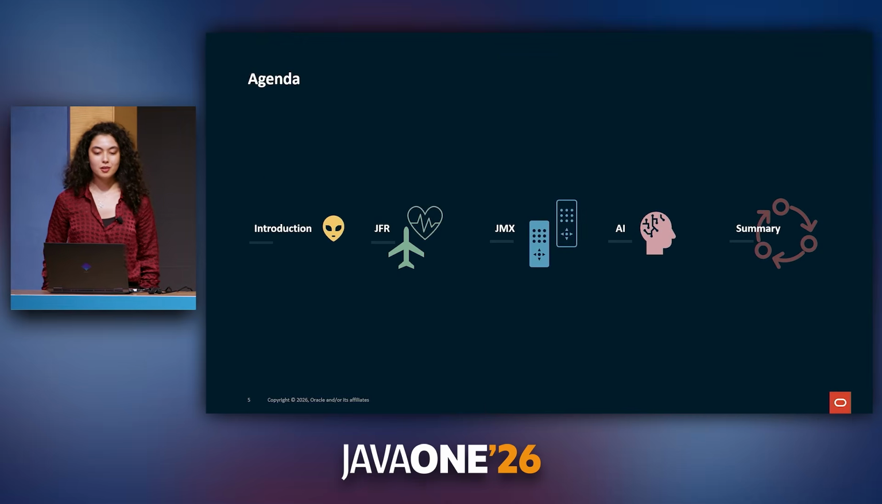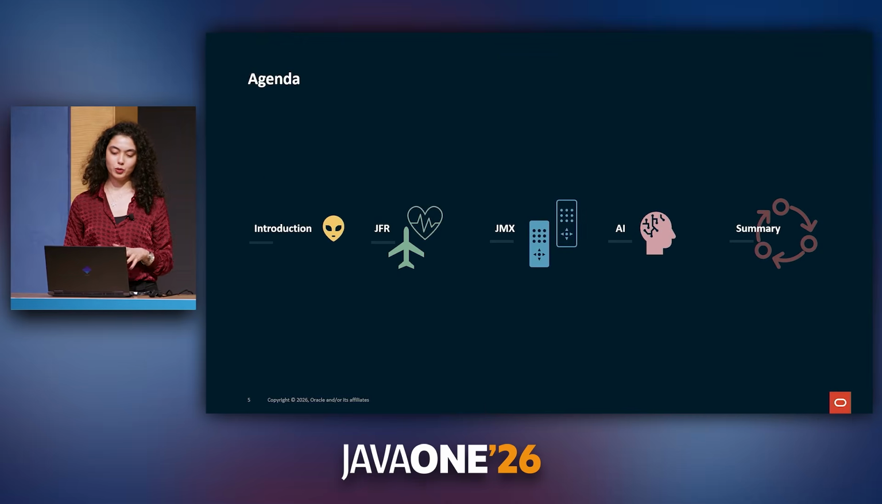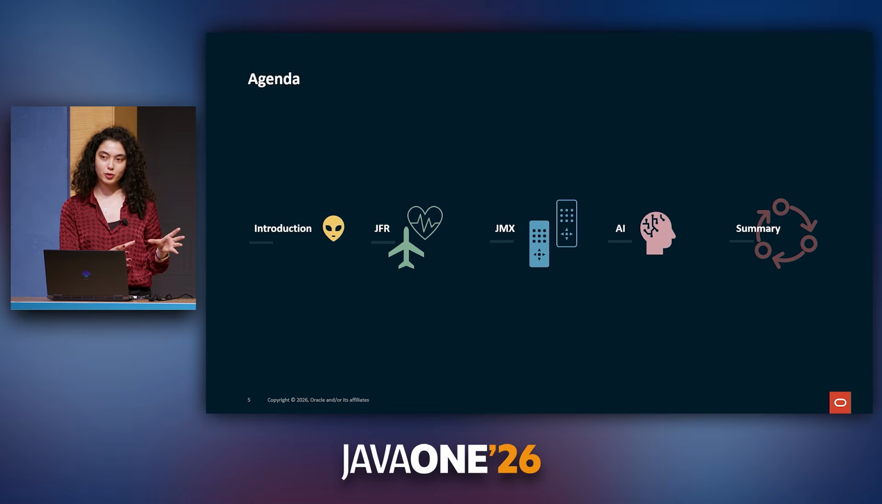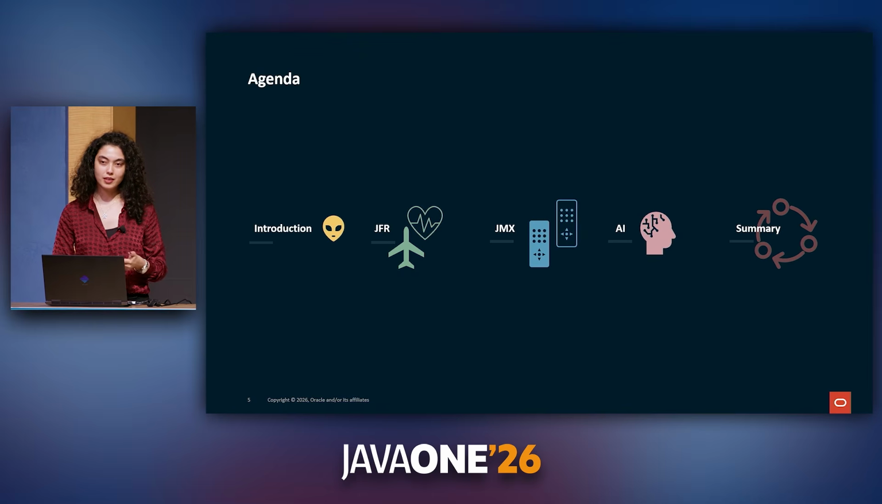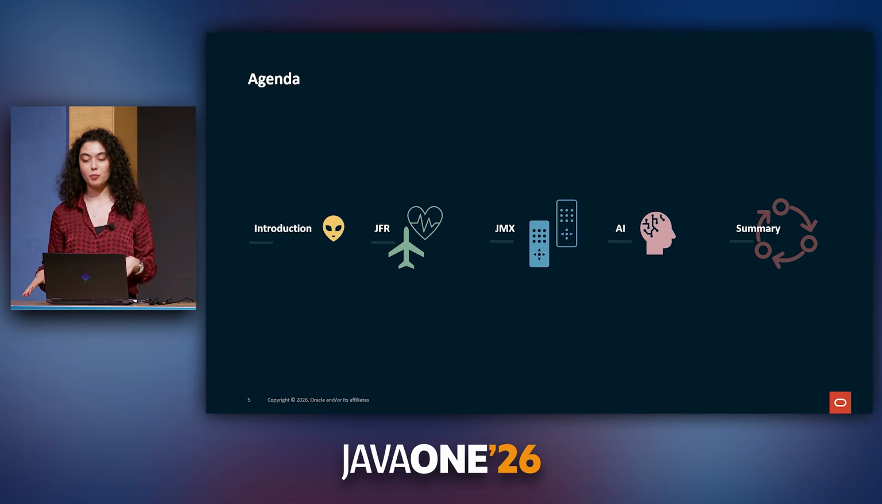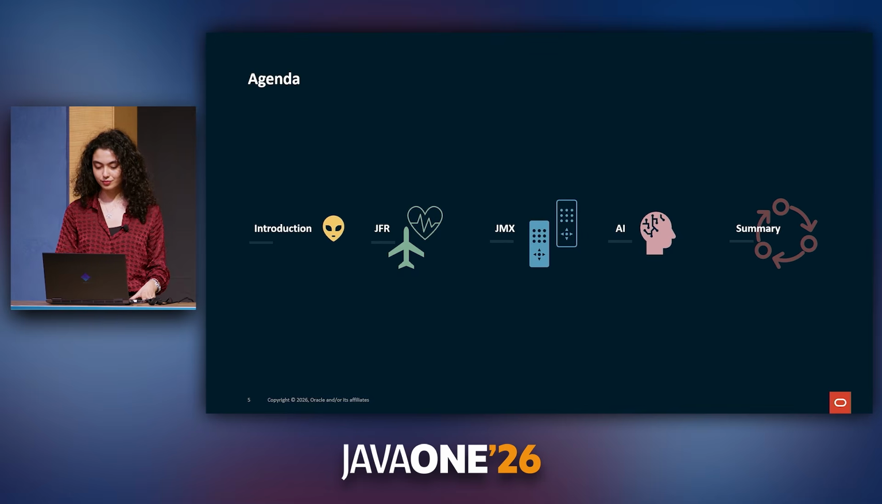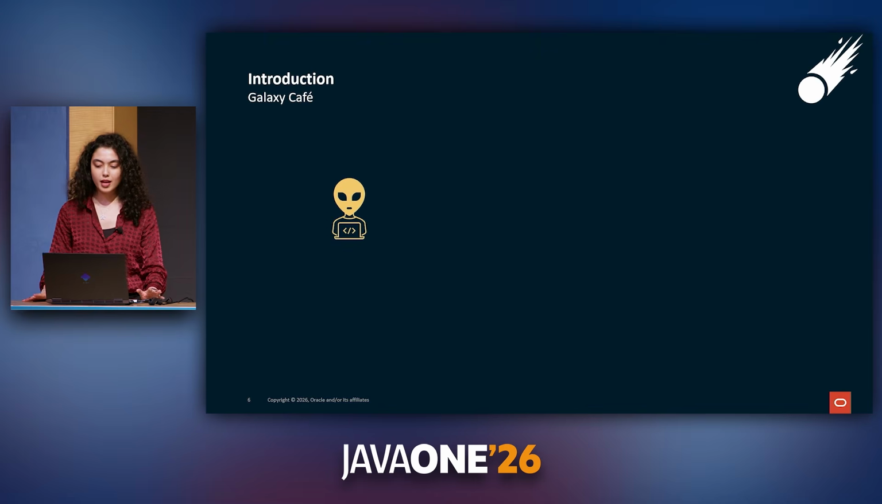Okay, today's agenda. First, we'll look at their microservice architecture, and then we're going to discuss how we can help them. And then we're going to talk about three main concepts. These are JDK Flight Recorder, Java Management Extension, and Artificial Intelligence. And then we're going to wrap up with a summary. Okay, first, let's look at their system.